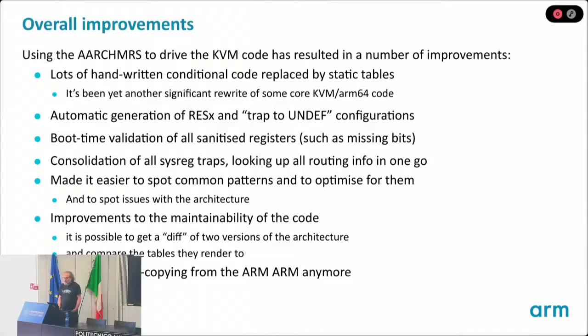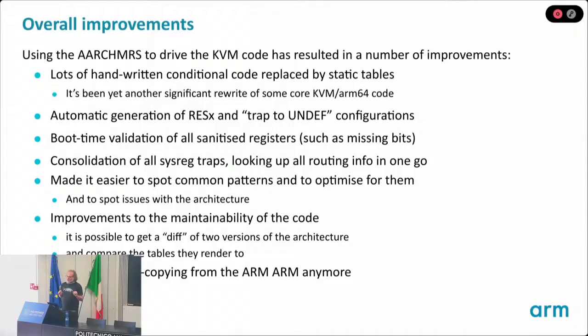So we automatically generate our res bits. We trap to undef. All that is validated at boot time. So if we are missing bits, if we have overlapping descriptions, if anything is not quite where it should be, we scream. I wanted build time checks, but I've been told not to. That has allowed us to consolidate all our trap routing into a single place. So it's just one lookup in a big X array, and that returns a 63-bit word containing all our routing information. And that's completely static.